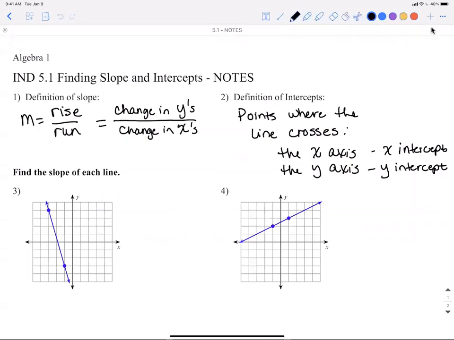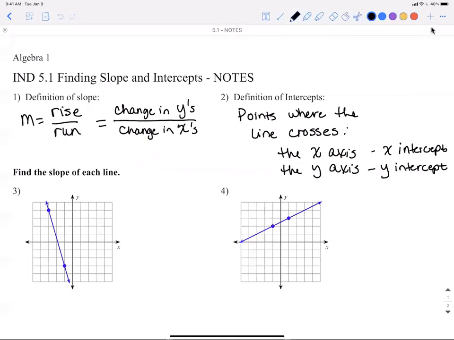So a rise would be a positive Y, a fall would be a negative Y. So rise or fall, and then the run is left or right. Right would be positive, left would be negative, okay? And what that means is the change in Y's over the change in X's. And just the kind of silly memory trick I always say is Y's rise. So your Y's are always on top and your X's are always on bottom.